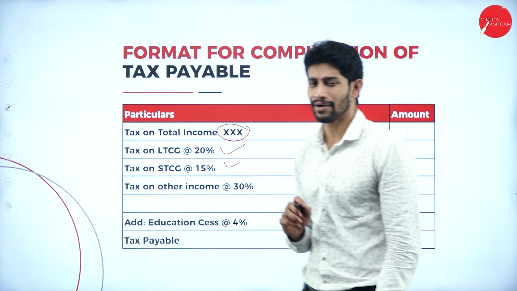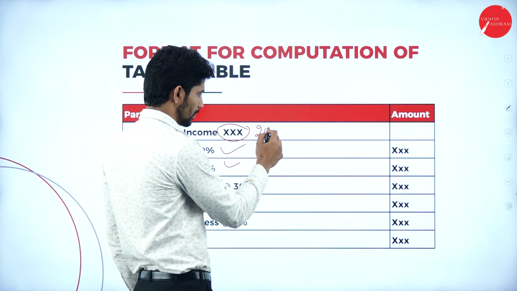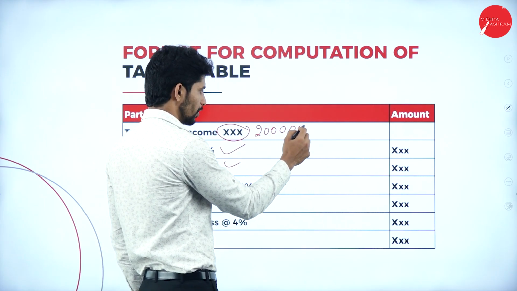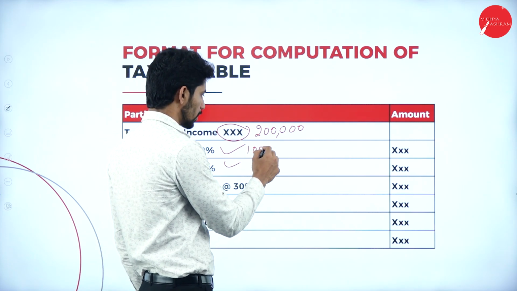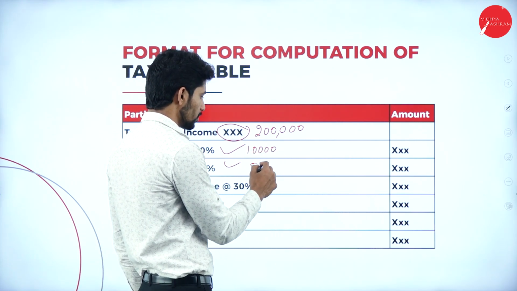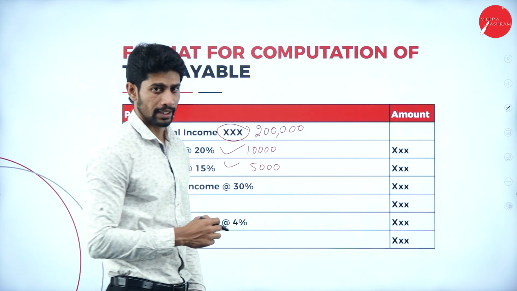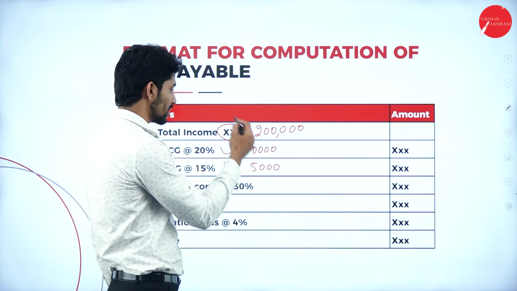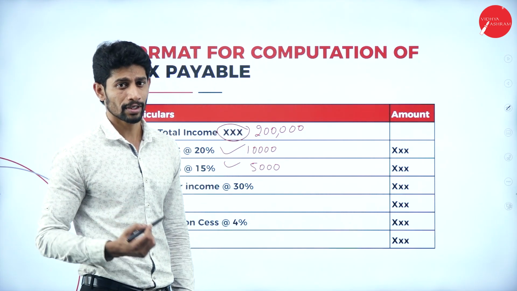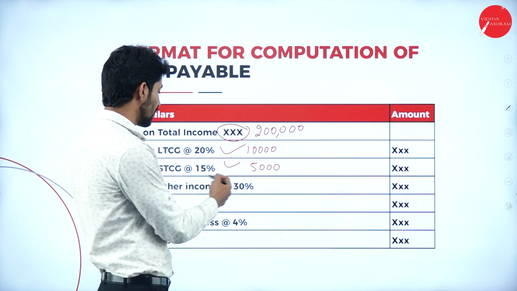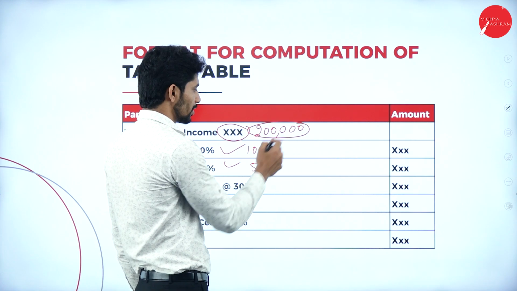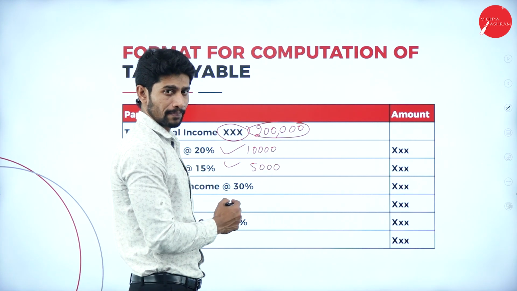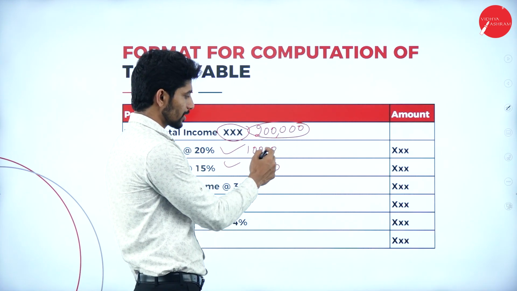For example, if you have a total income of 2 lakh rupees, in which 10,000 is long-term capital gain and 5,000 is short-term capital gain, first you tax the long-term and short-term capital gain. Then the tax on other income, that is the remaining income. From this 2 lakh rupees, deduct 10,000 and 5,000.